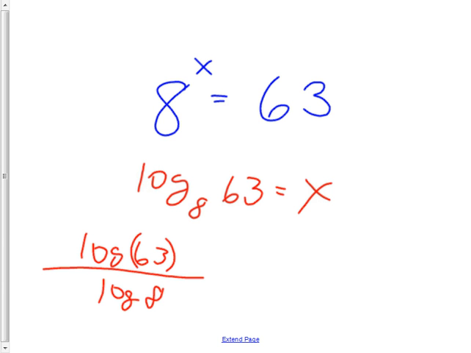All right. And then the calculator would tell you the answer, but I'm going to guess it. Log base 8 of 64 is 2, so it's really close to 2, but it's a little less than 2. I'm going to go with 1.9 something.